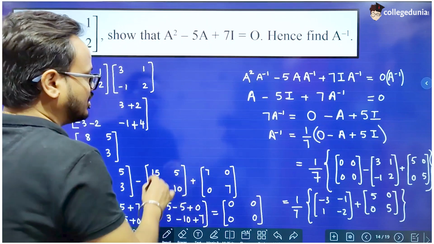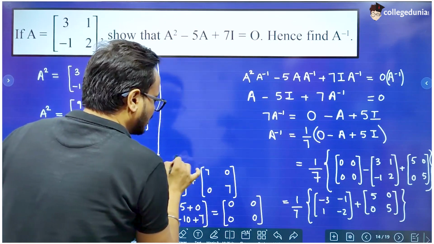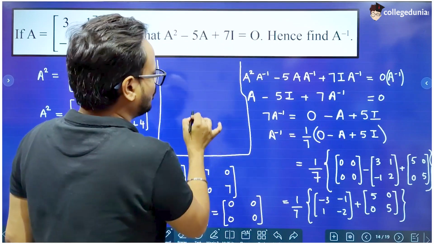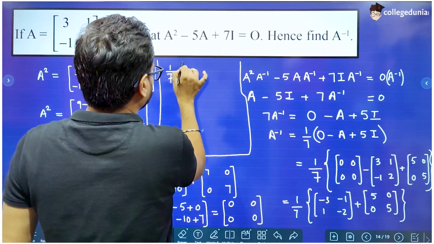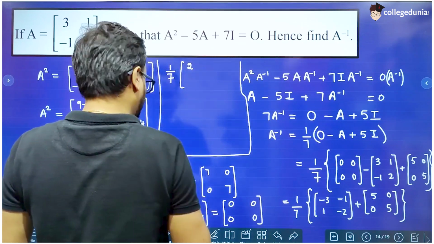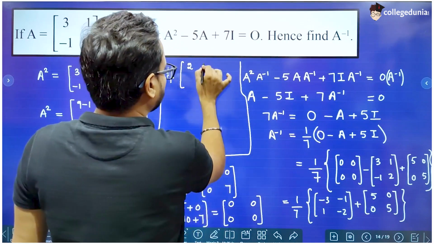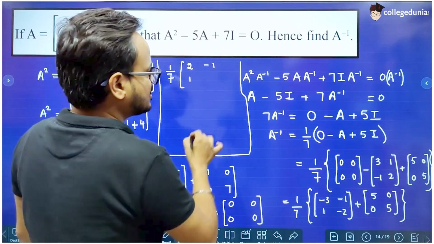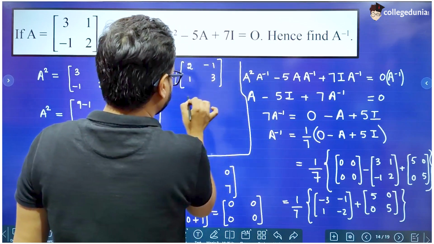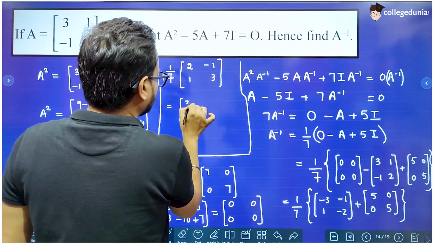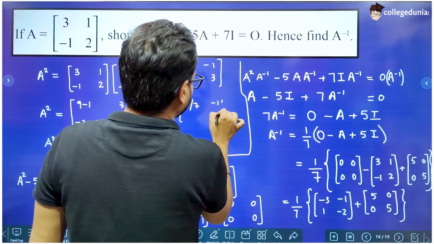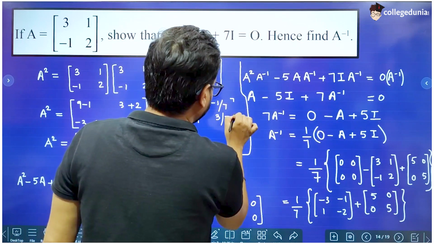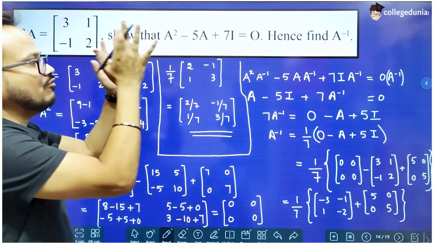So the final result is, let's write it here. Final result is minus 3 plus 5 is 2. Minus 3 plus 5 is 2. Minus 1 plus 0 is minus 1. 1 plus 0 is 1. This is 3. So it is 2 by 7, minus 1 by 7, 1 by 7, 3 by 7. So that is the inverse of this.